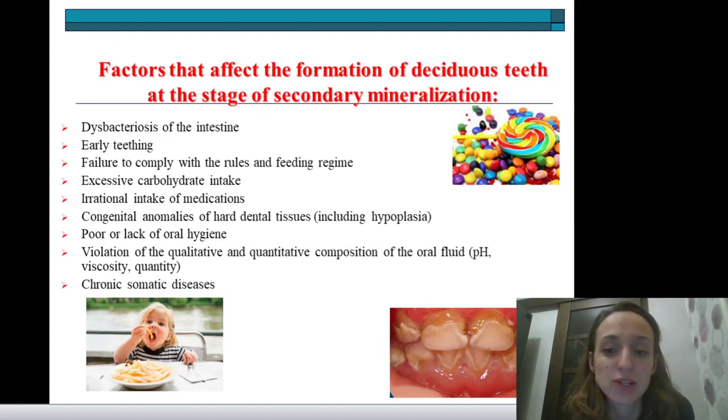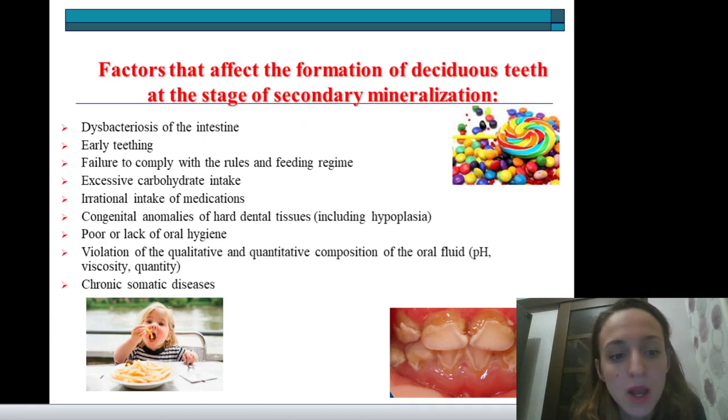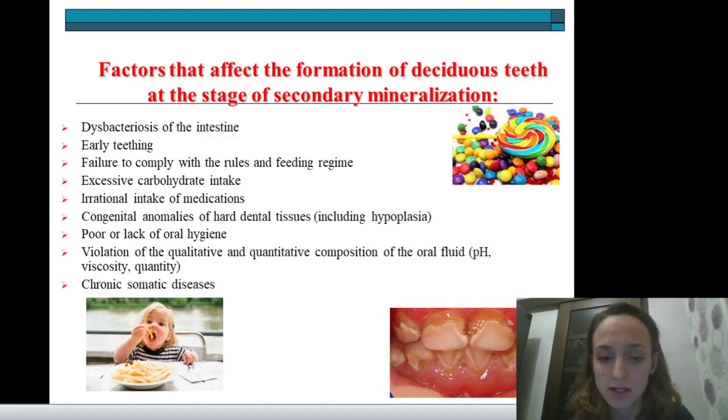Factors that affect the formation of deciduous teeth at the stage of secondary mineralization: dysbacteriosis of the intestine, early teething, failure to comply with the rules and feeding regime, excessive carbohydrate intake, irrational intake of medication, congenital anomalies of hard dental tissues, poor or lack of oral hygiene, and chronic somatic diseases.